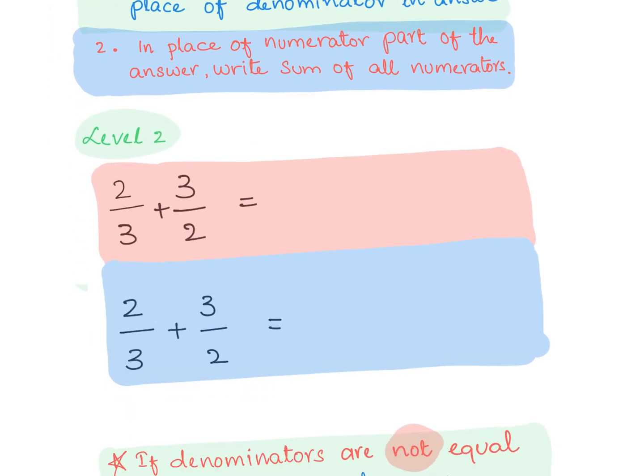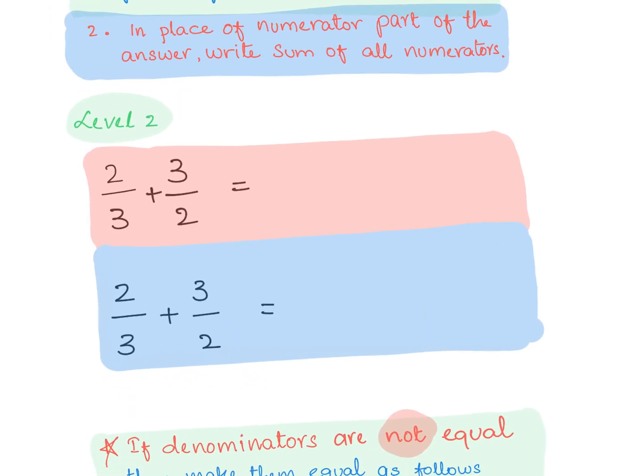Moving to the next level, we have 2 by 3 and 3 by 2. Yes, so shall we do like this? The denominator will be 3 plus 2, that is 5, and the numerator will be 2 plus 3, 5. Can I write like this? No, here we cannot add them directly. So let us learn the procedure now, how to add fractions whose denominators are not the same.